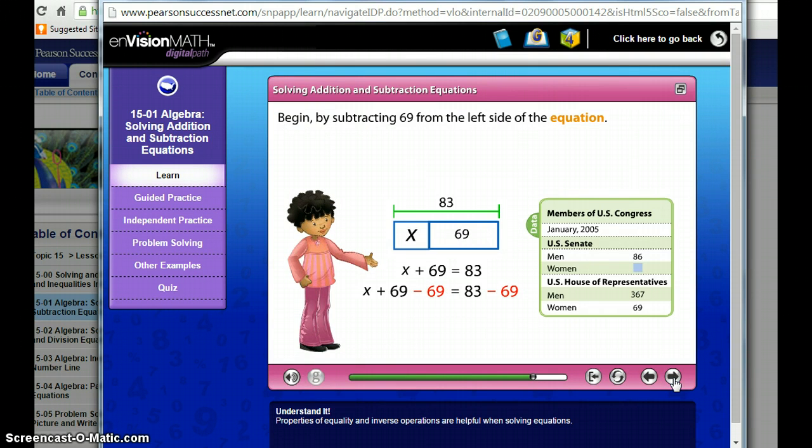Begin by subtracting 69 from the left side of the equation. Now, I did that exact same thing. The reason mine looks different from theirs is I wrote it underneath. Minus 69, minus 69. They're writing it to the side. I've always been taught and would prefer you to write it underneath. It just keeps your work way more clear and organized.